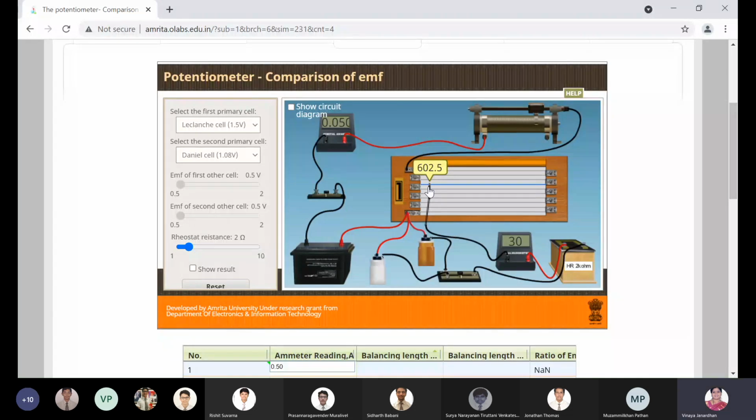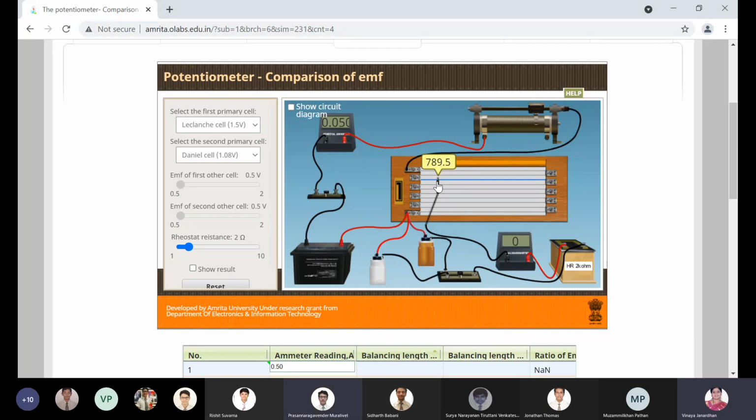Boys, can you check where you are going to get 0? Anyone who is getting 0? See, the galvanometer shows 30 degrees deflection for a balancing length of 602. Then minus 5, which means it should be somewhere, check where it is 0. Can you see the galvanometer shows a 0 deflection at 789.5?